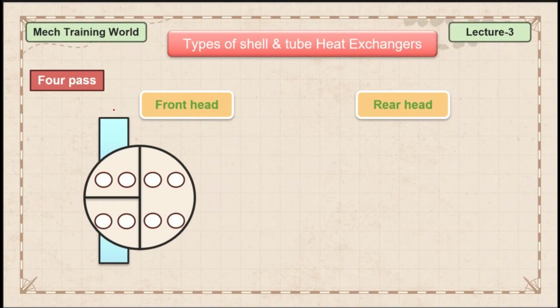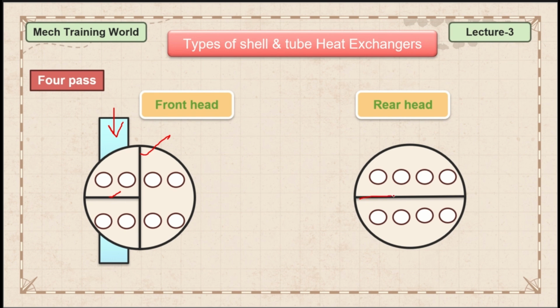So in four pass, your fluid enters like this. And you have two partitions in the front head, and the rear head has one partition. Okay. So this is the front view and rear view of your tubes, guys. So generally your fluid enters from that side and it will go to the first pass. This is the first one, and it will come out from this side, and again it will enter the second. This is the second one, and it will come out from the second side, guys. And again it will enter the third side, and it will come out from this side, and again it will enter the fourth. So like this, it will complete four passes.